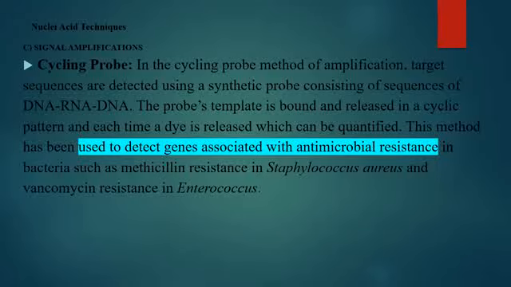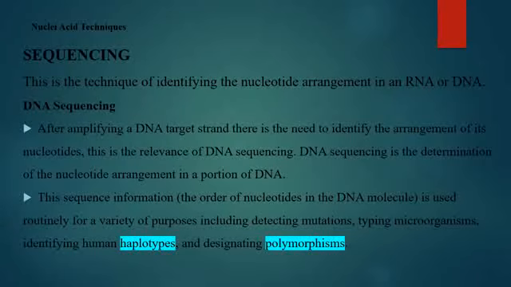So sequencing, this is a technique of identifying the nucleotide arrangement in an RNA or DNA. So you want to see how they are arranged, the various nucleotides, G, T, C, A, and all that in the RNA or DNA. So you want to see how they've been arranged.